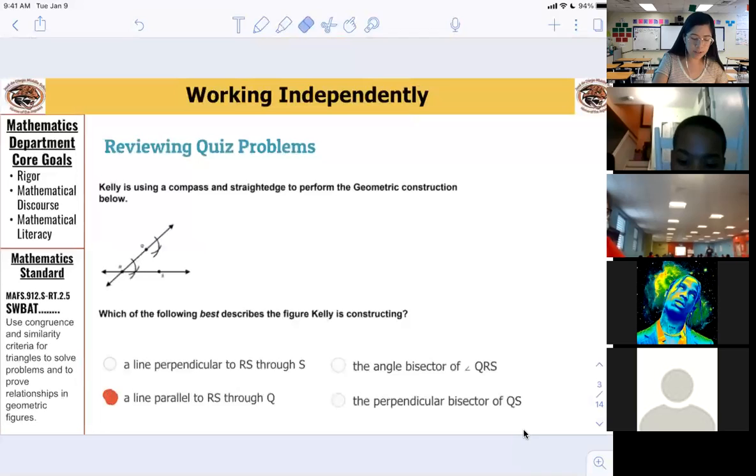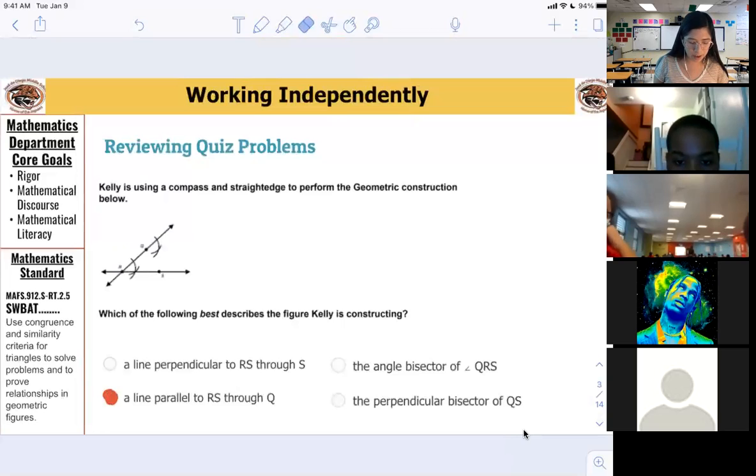Parallel lines, I really like this construction. I like practicing it because it's kind of fun. I don't know, maybe that's just me. But this is one that you can definitely practice at home, guys. It's not going to be too difficult.